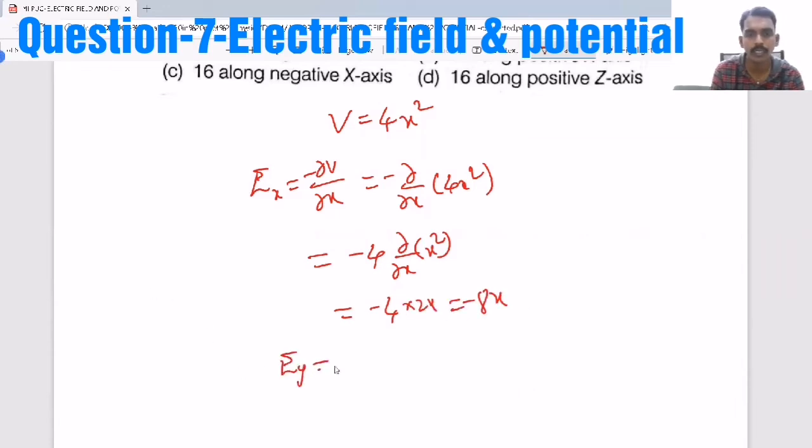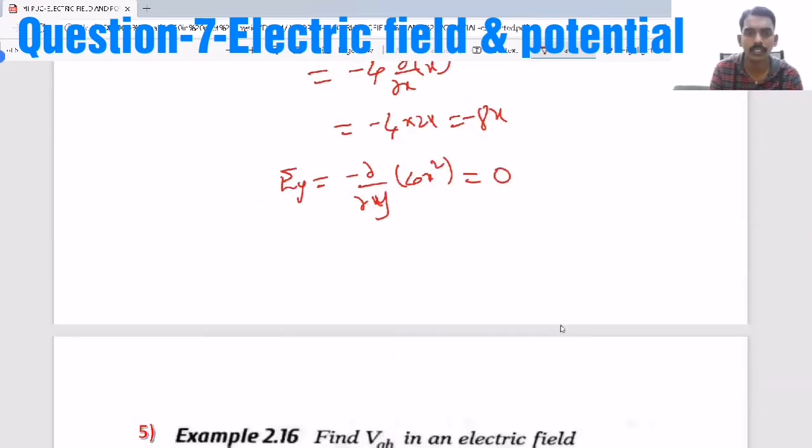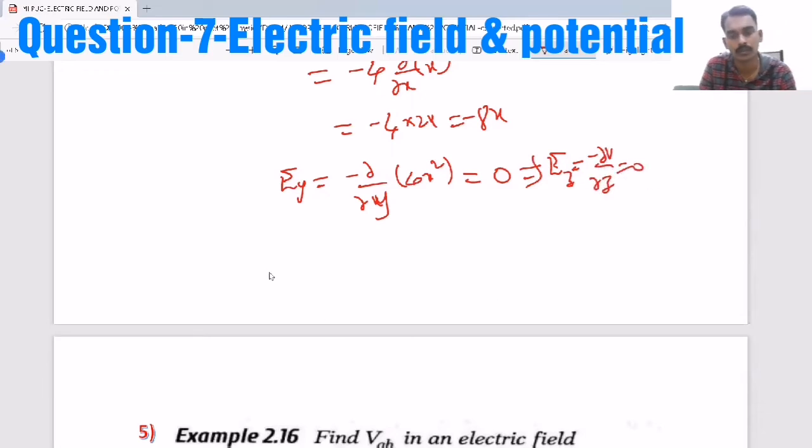Then in a similar way, when you go for Ey, minus dou by dou y of 4x square. Here 4 is constant, and x is also constant with respect to y, so it will become 0. Similarly, Ez also will become how much? 0, because Ez is minus dou V by dou z, that also will become 0. Now E bar will become only Ex i cap, because Ey is 0, that is minus 8x i cap.